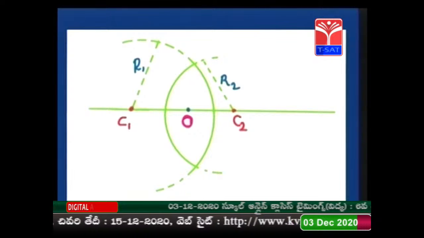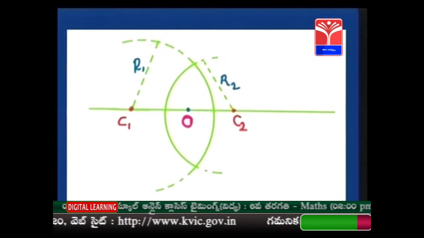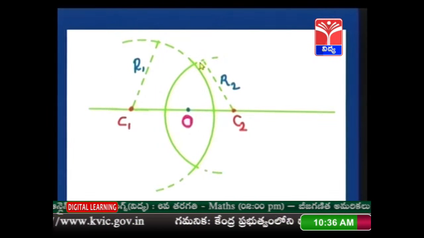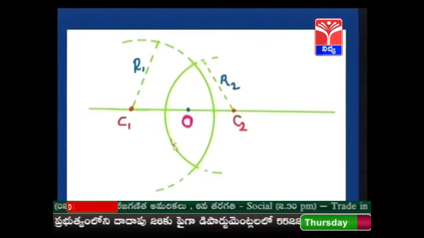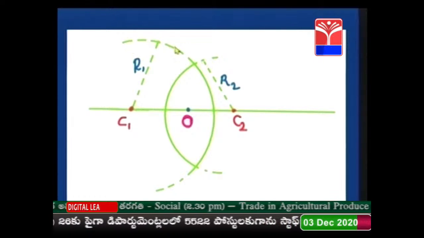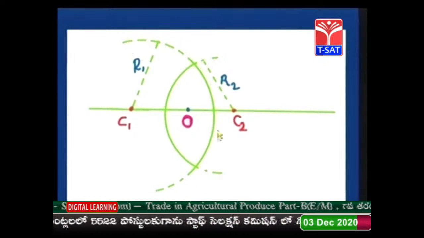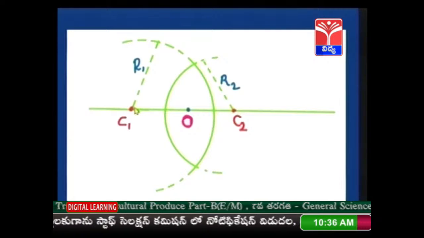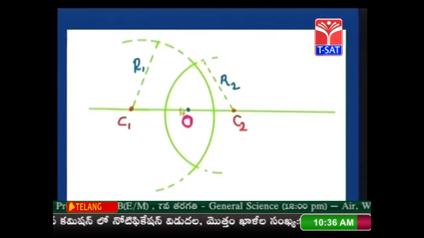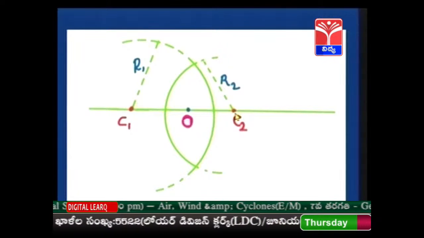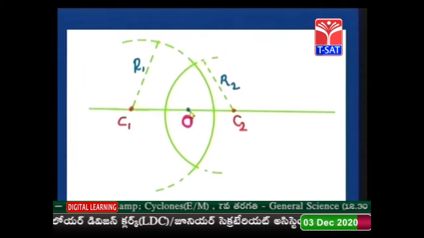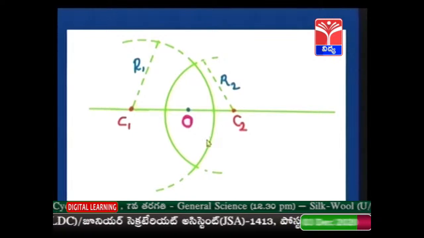Now you can see, children, here we have the outer surfaces of the two spheres. This is one part of a sphere and this is another part of a sphere. For this sphere, the center is C1, and for this sphere the center is C2, and this is the center for the biconvex lens.